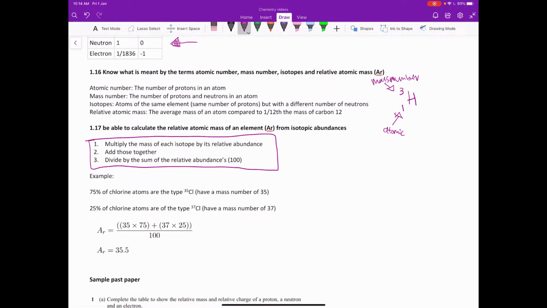75% of chlorine atoms are the type 35Cl, which is the mass number 35. 25% of chlorine atoms are the type 37Cl, mass number 37. To do this, multiply the mass of each isotope by its relative abundance. So you times 75 and 35, and 25 and 37, and you add those together. And you divide it by 100. You get this. Pretty simple.